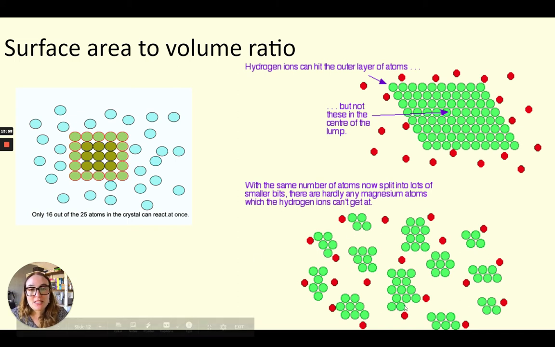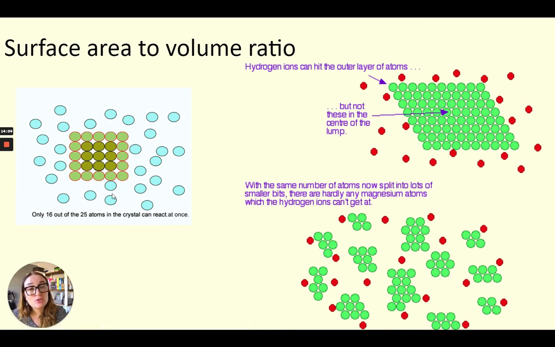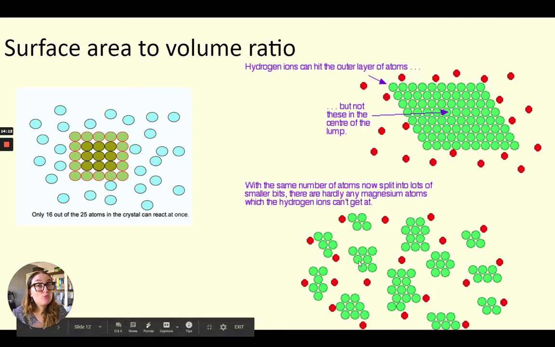Another 2 diagrams here to help you understand, and they just show you that at any one time, the particles on the outside of the bit are the only ones that can react. And so therefore, if you chop it up into smaller bits, you have more particles available to react at any one time, which means you're going to get a quicker reaction.